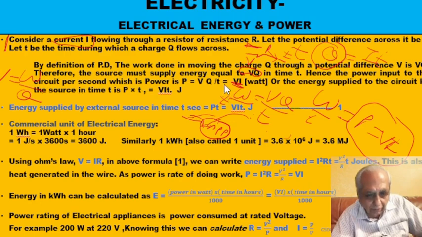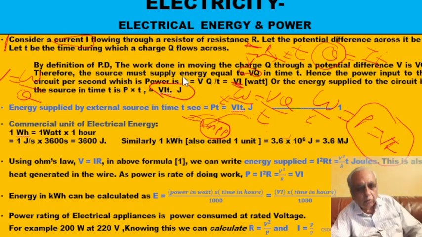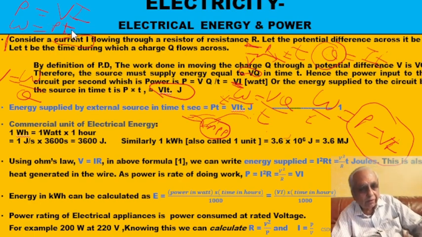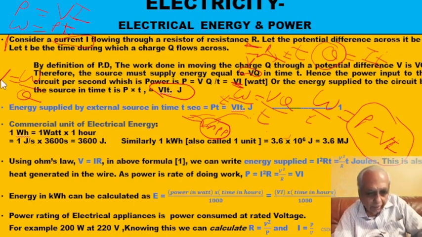Now, if power is in watts and I want energy, the energy would be VIt joule. Or you learn one thing: energy is power into time. So power is V into I, and the energy supplied in time t is P into t or VIt. So, this is the first formula you should learn, that power is equal to VI. And work done, or energy, is power into t, because power is work done per unit time.